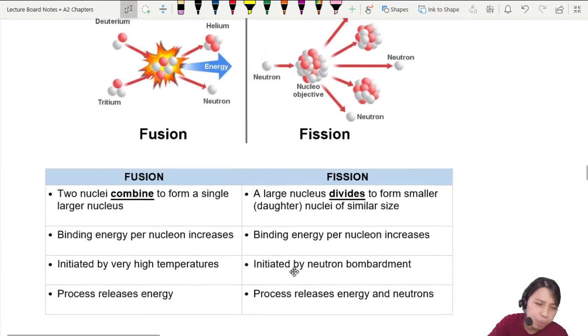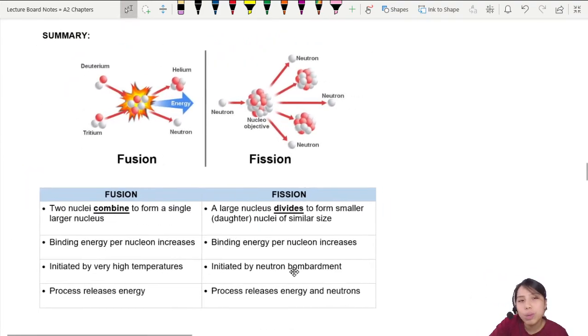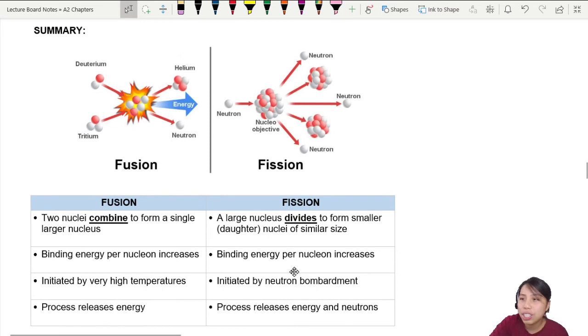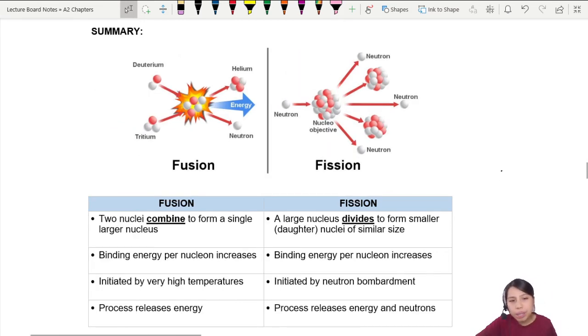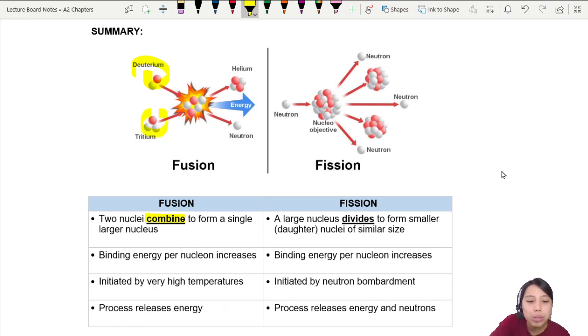So to end the video, let's summarize the difference between fusion and fission. Fusion means to combine. So you see this picture, two things combined together, release energy. Whereas fission, you divide or split up a nucleus. So one nucleus splits into two. Okay, this one is combined. And as you split, you become smaller nuclei of similar size. So the two products will be roughly the same size.